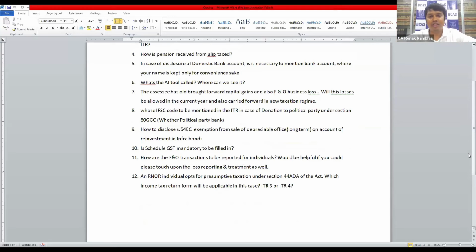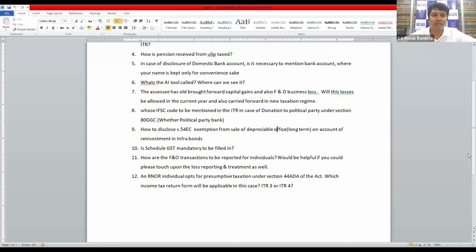So, 54EC exemption from sale of depreciable office asset, long term, on account of reinvestment in infra bonds. So how to disclose: you have that disclosure under capital gain schedule. Once your block ceases to exist, you have the capital gain arising on that, and accordingly you can mention it in 54EC. It is obviously for individuals and applicable assessees that they can claim this 54EC. And in the ITRs, you have the deduction column of 54EC where you can mention the same deduction.